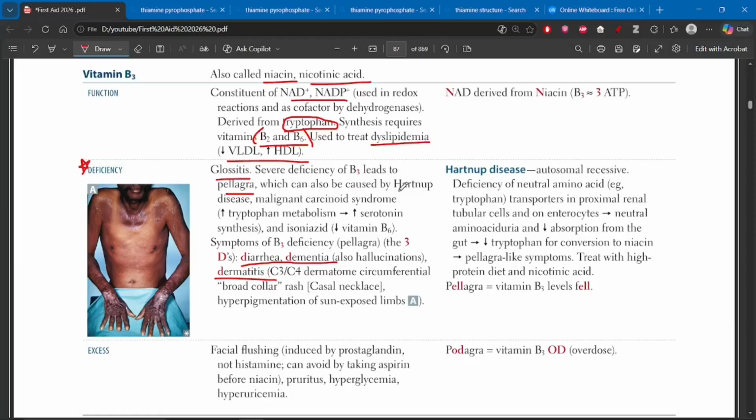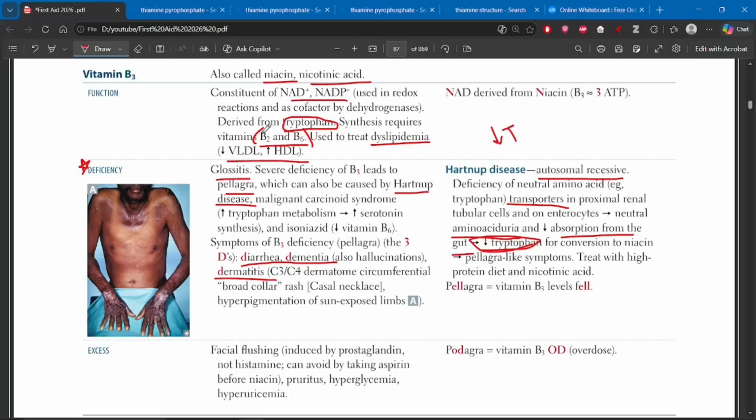It can also be caused by Hartnup disease. Right. So pellagra can be caused due to the inherent deficiency of B3, or it can be caused due to Hartnup disease. So what is Hartnup disease? It is basically an autosomal recessive disease. It's a deficiency of tryptophan transporters in the proximal renal tubule, which basically leads to amino aciduria and a decreased absorption from the gut. So it leads to basically tryptophan deficiency. So there is going to be less tryptophan.